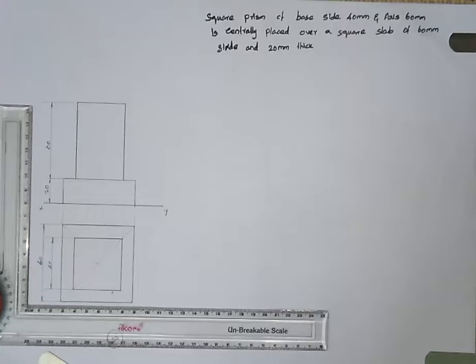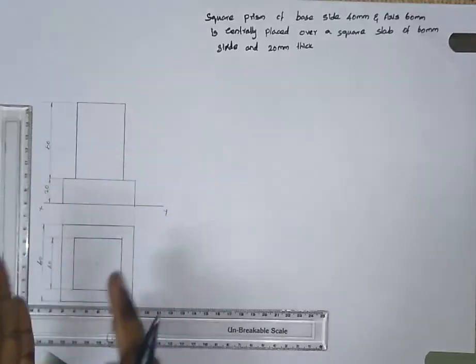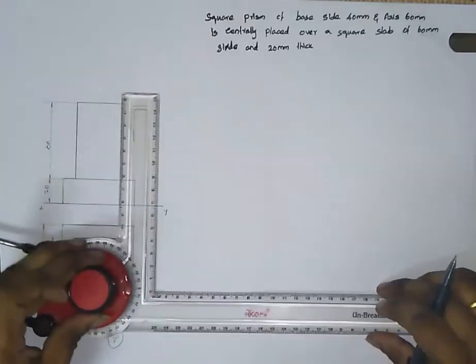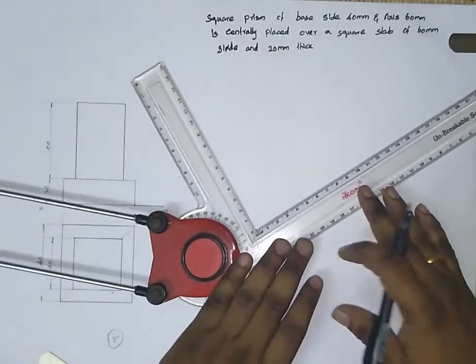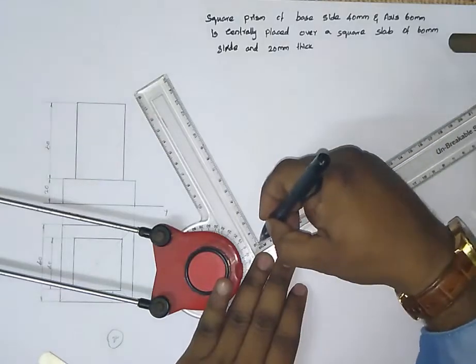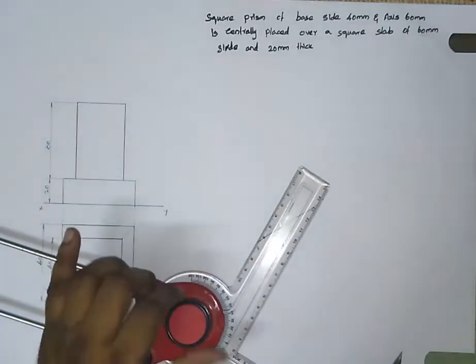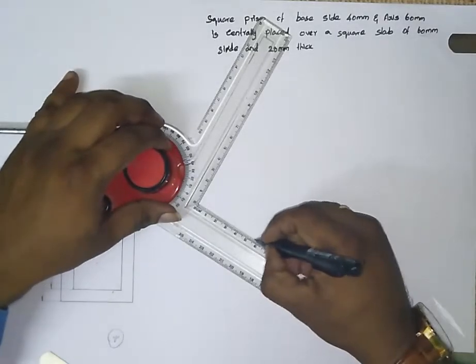Now you have to draw the isometric view. In order to draw the isometric view, what you have to do first is draw these two squares here in the isometric angle. So set your drafter to 30 degrees, and then draw a 60 mm line like this. Similarly, in the opposite direction, rotate your drafter to 30 degrees, then draw a 60 mm line like this.